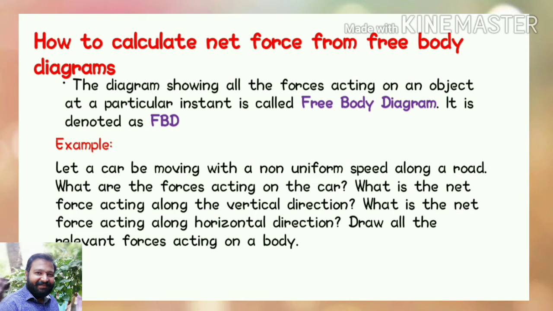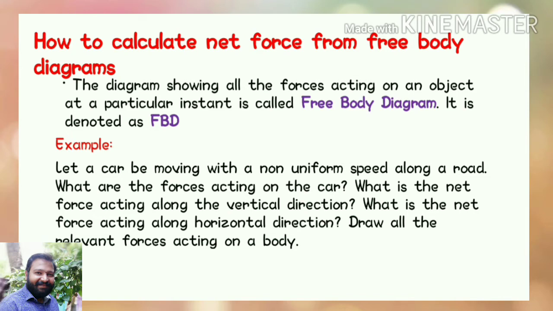Now, we will learn with a simple example. Let a car be moving with a non-uniform speed along a road. What are the forces acting on the car? What is the net force acting along the vertical direction? What is the net force acting along the horizontal direction? Draw all the relevant forces acting on a body.